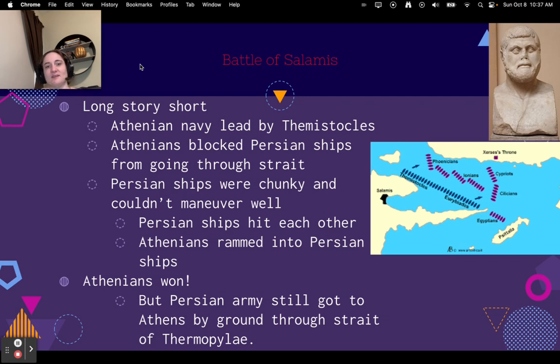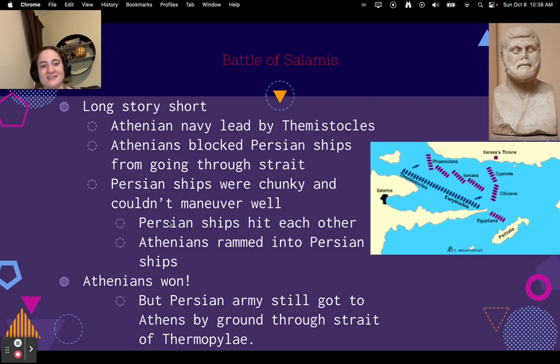So the Athenian navy was led by this guy. His name was Themistocles. There we go, I pronounced it correctly. Athenians blocked the Persian ships from going through the strait, and the Persian ships are really chunky and cannot maneuver well. So the Persian ships actually ended up hitting each other, and the Athenian ships would then ram into the Persian ships and sink them, which of course Xerxes was very angry about.